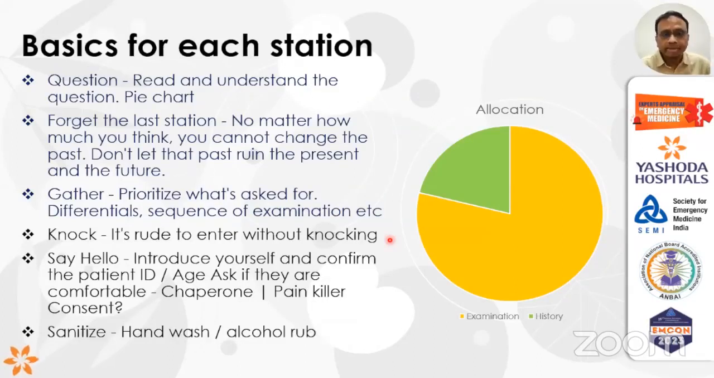So though there are individualized 7 domains that get tested for the MRCEM OSCE, each station can have multiple domains. So don't think that only one domain will be tested in one station. They can add 1 to 4 domains per station. So you'll be tested on multiple levels and in multiple domains.